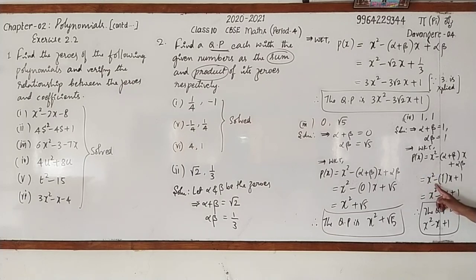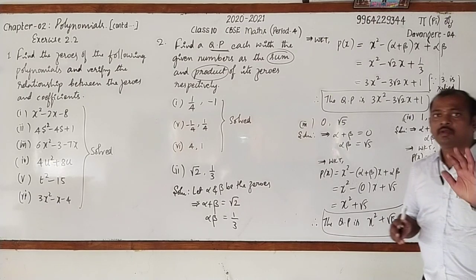Now x square minus, what is alpha plus beta? It is 1 into x. Alpha into beta, that is also 1. Now x square, 1 into x is 1x. Then 1 is written as it is. Therefore, the required quadratic polynomial is x square minus x plus 1.